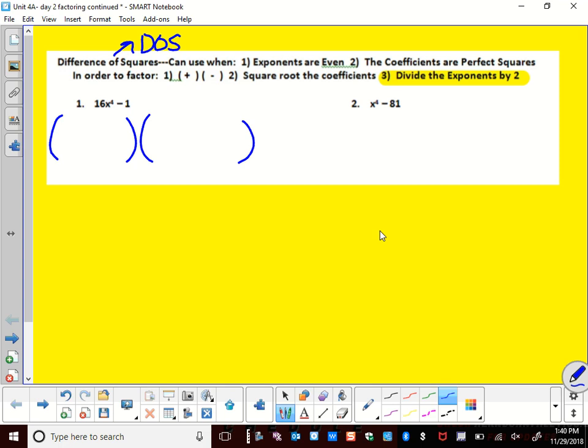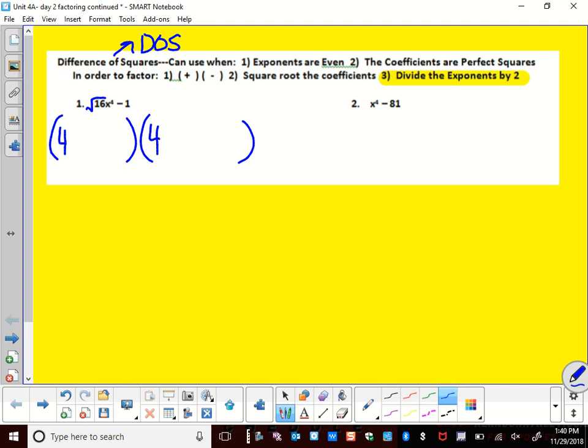And I'm going to take the square root of everything. What's the square root of 16? Anybody? Square root of 16. Plug into your calculator. 4. So I put 4 in both parentheses. And then x to the 4th. I'm not taking the square root of 4, and it will be the same for this problem.